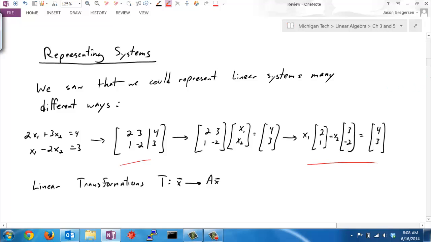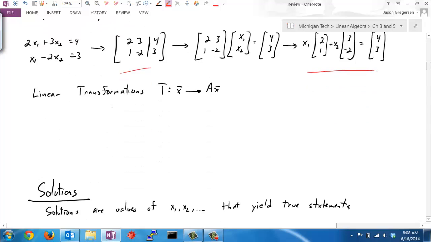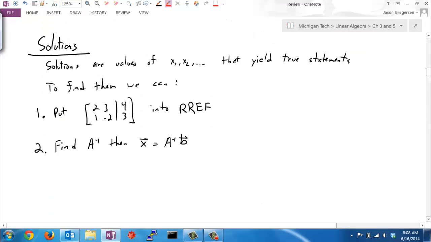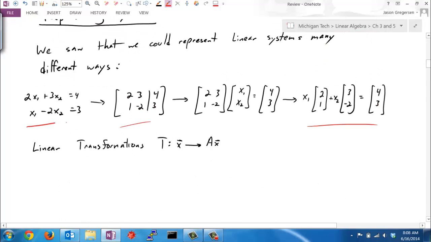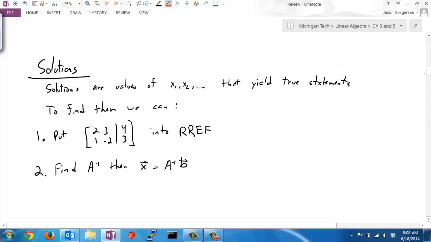So the next big topic was solutions. What are solutions? What do they look like? We saw that solutions were just values, x1, x2, x3, whatever the dimension was, that gave us true statements. So if we scroll back up here, it was an x1, x2 we could plug in here to make that true, or an x1, x2 that we could plug into the matrix equation, do the multiplication, and get a true statement. So it's just values that worked. We could always test our solutions once we found them.